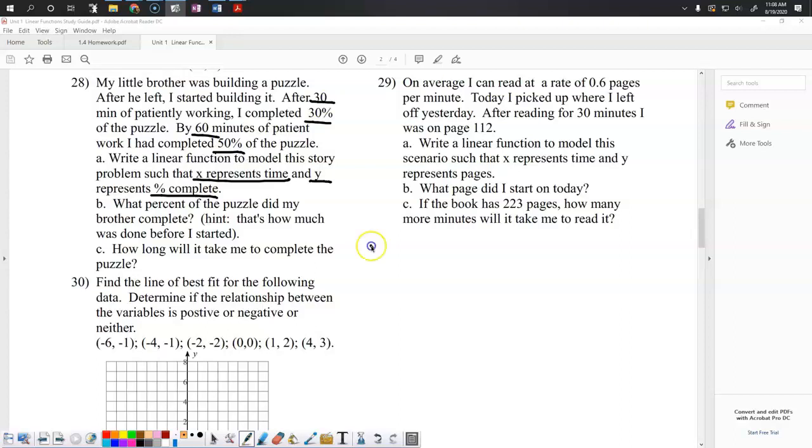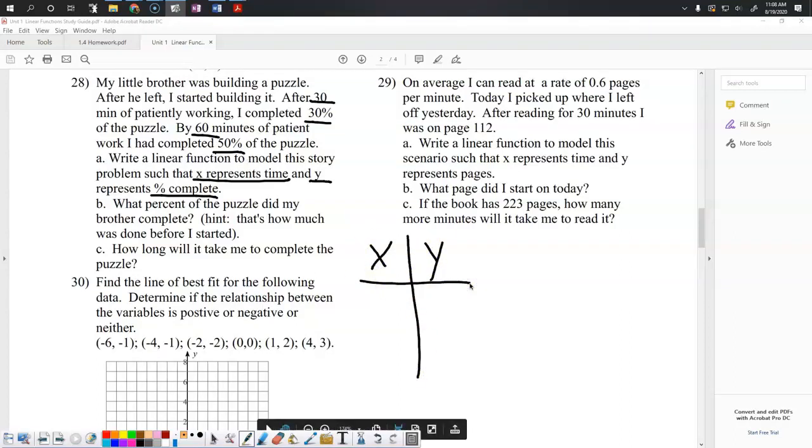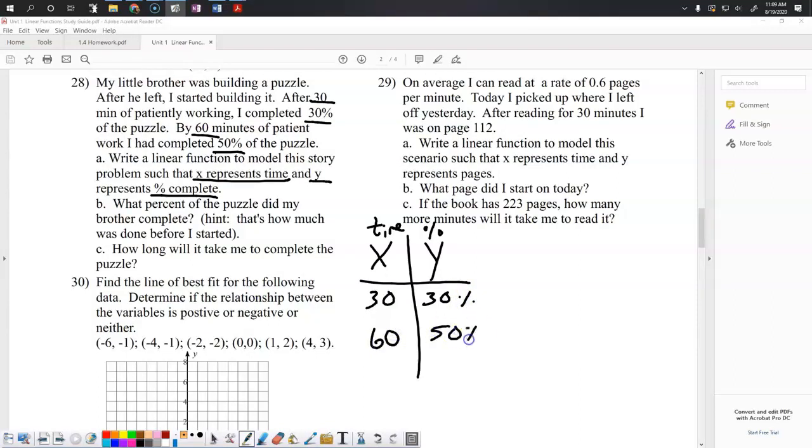And when I give you 4 numbers, you want to start setting your problem up like this. X represents the time. Y represents the percentage. Basically, we take the 4 numbers out of our word problem and put them in the table there. So after 30 minutes, 30% of the puzzle was done. And after 60 minutes, 50% of the puzzle was done.